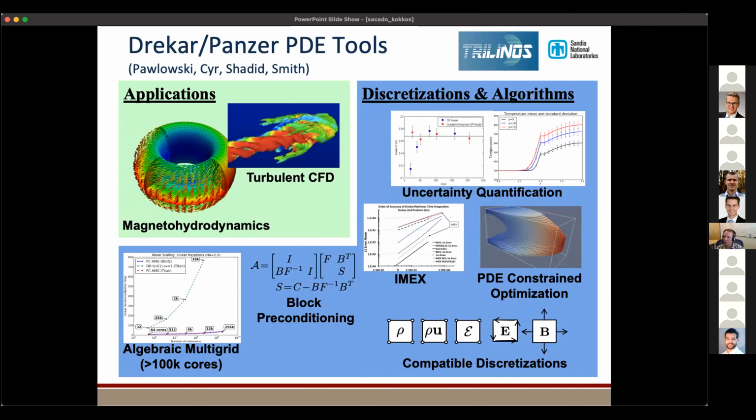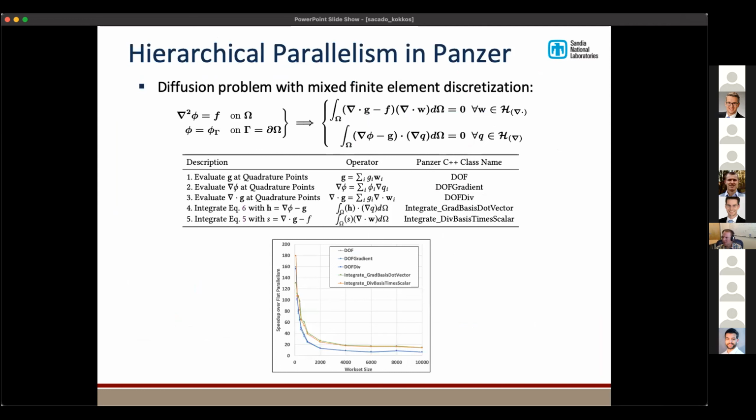Another package in Trilinos is called Panzer. It's used for constructing a lot of PDE codes. It provides discretizations and so on. And in particular, it's used by this Drakkar code. And this is just some results of comparing the hierarchical and sort of flat parallelism on a couple different kernels that arise in solving a simple diffusion problem using a mixed finite element discretization.